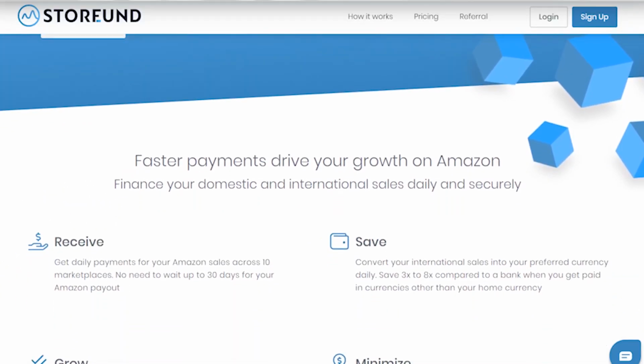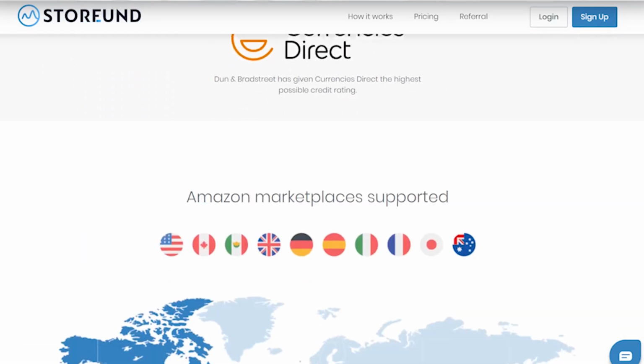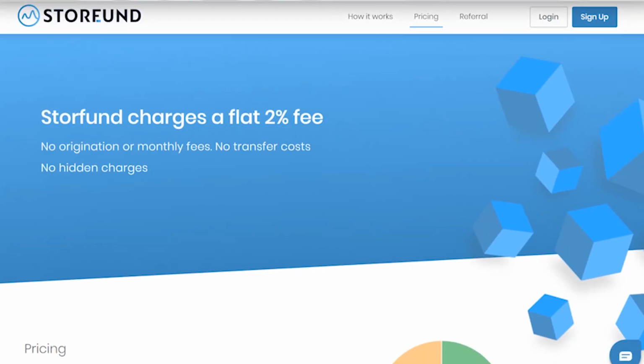The second option you can look at is a company called Storfund. Storfund are based in the UK, and they're only available for US, Canada, UK, or European registered businesses. But as far as I can see, the biggest advantage with Storfund is that their fee is actually calculated based on the payout amount rather than the total gross sales. So effectively, the fee is cheaper.